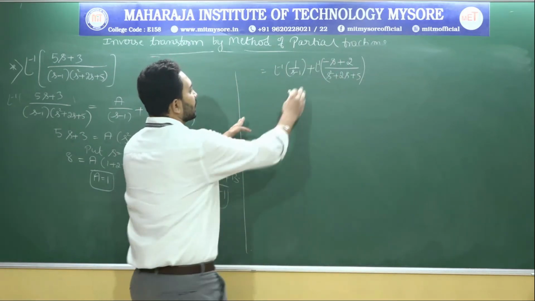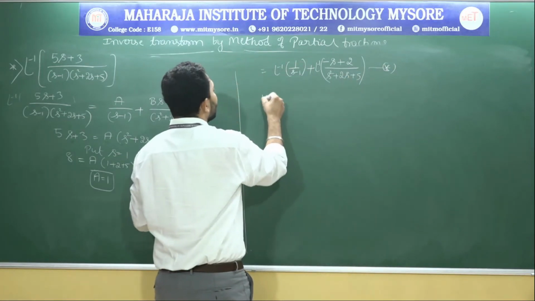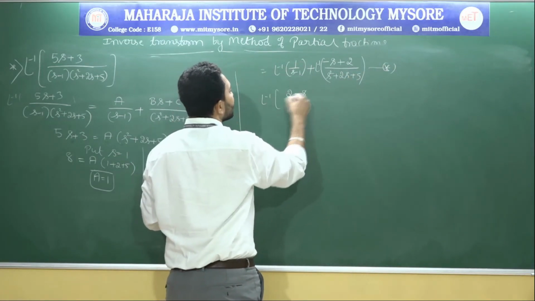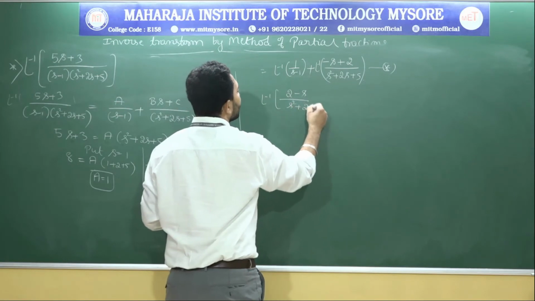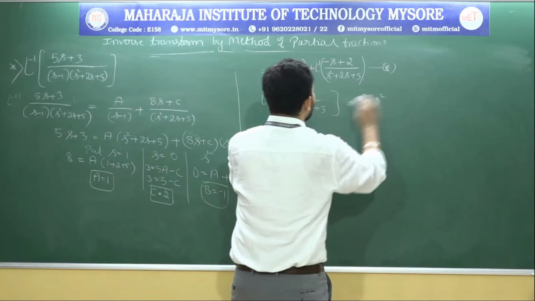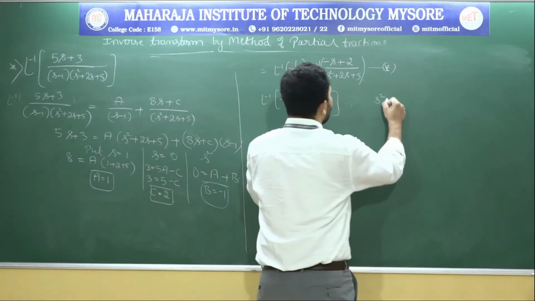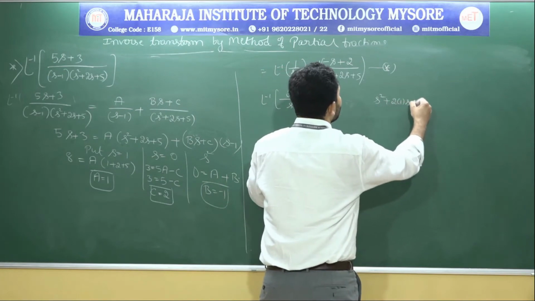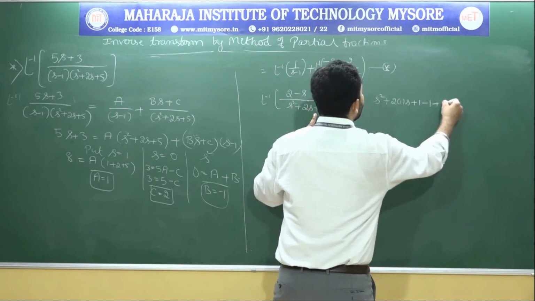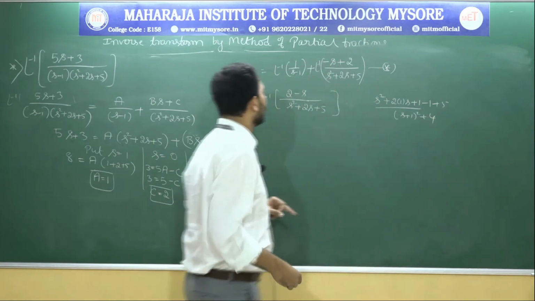I will take this now. First I will take this, mark it as star. Consider L inverse of (2 − s) divided by (s² + 2s + 5). Solve this by using the completing the square method. It is s² + 2s + 1 − 1 + 5. I can write this as (s + 1)² + 4.